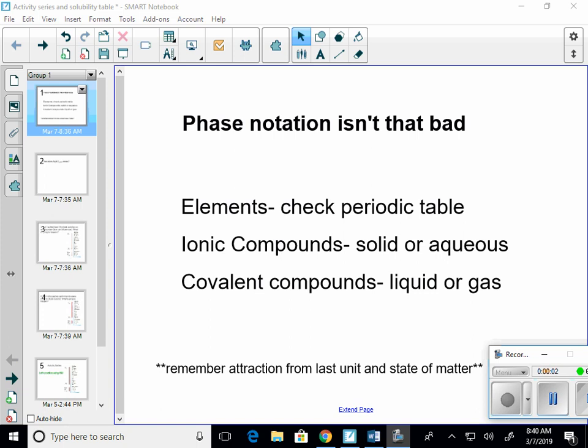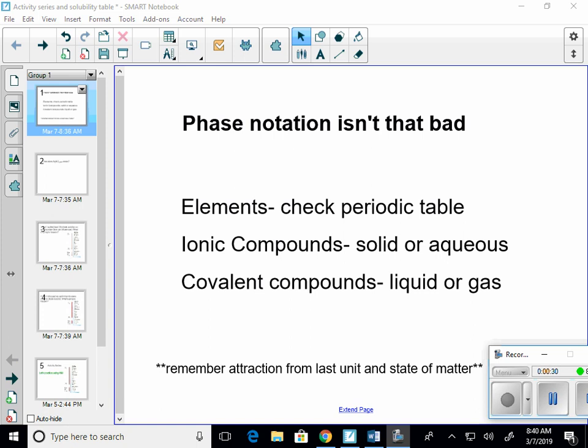First off, up on the smartboard, we need to become more comfortable with phase notations. The elements one that I bring up first, that's something that we talked about last time. Individual elements, check your periodic table. If it's outlined in black, it's a solid. Red, gas. Very few things are actually liquid at normal conditions.